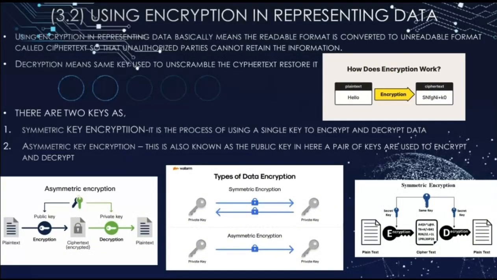How does encryption work? The plain text is converted into ciphertext, so an unauthorized person cannot read this. They need a key. There are two types of keys. Symmetric key encryption is the process of using one key to encrypt and decrypt data. Asymmetric key encryption is also known as the public key. Here, a pair of keys is used to encrypt and decrypt. The figures clearly show how this encryption works.